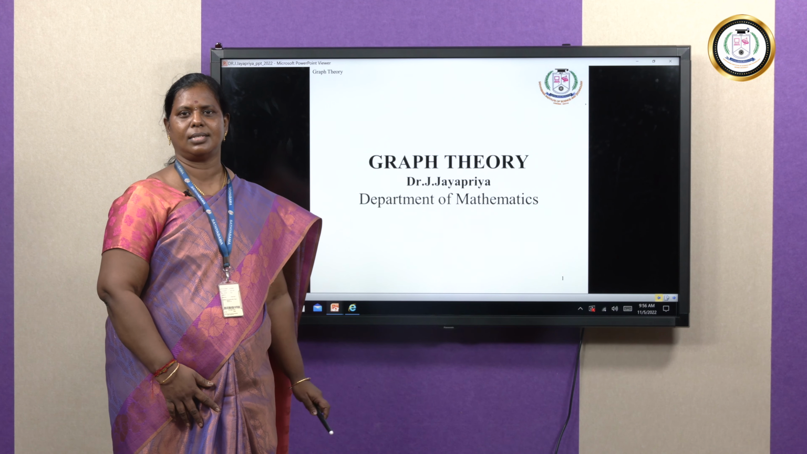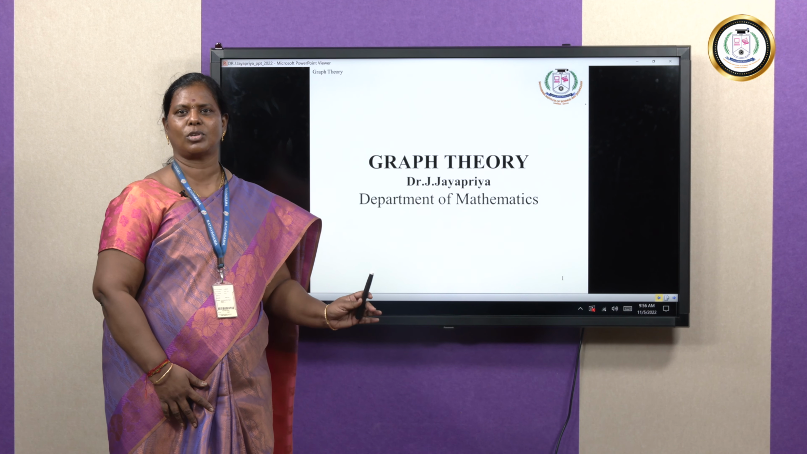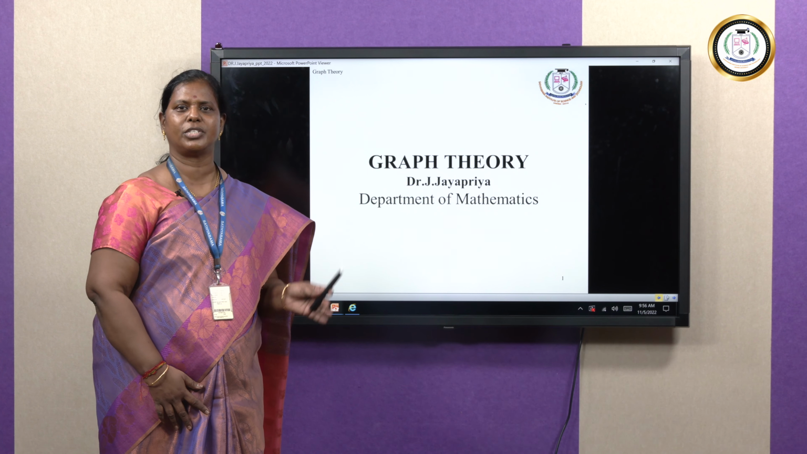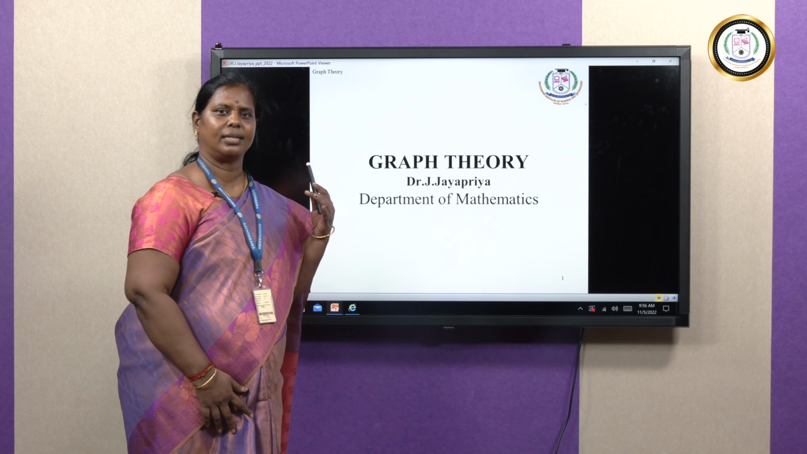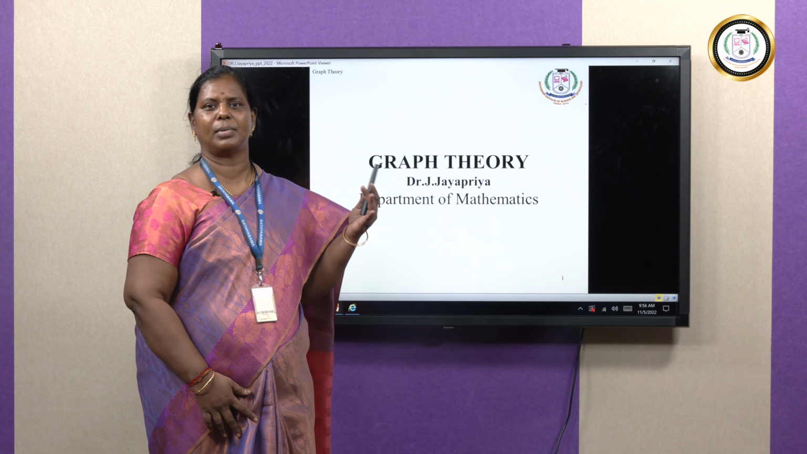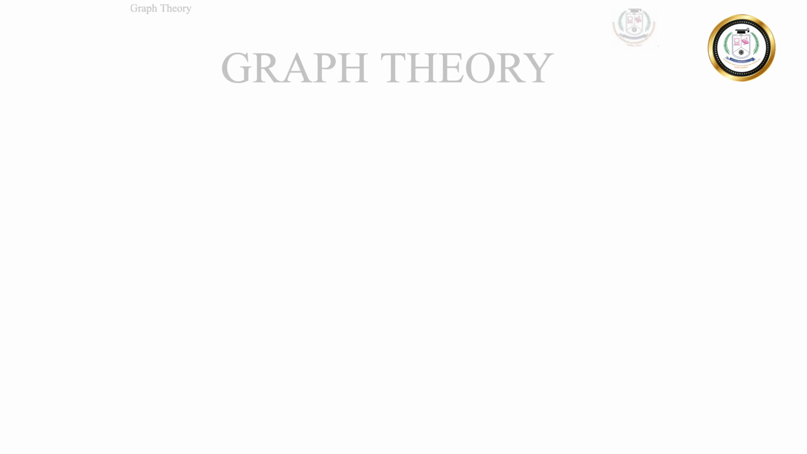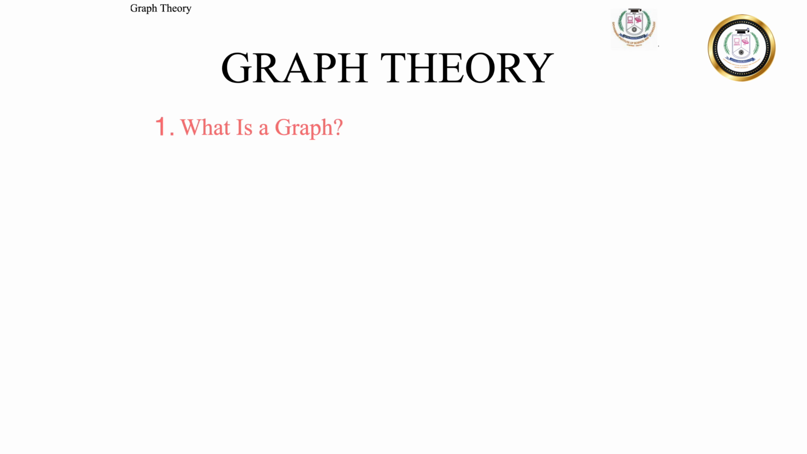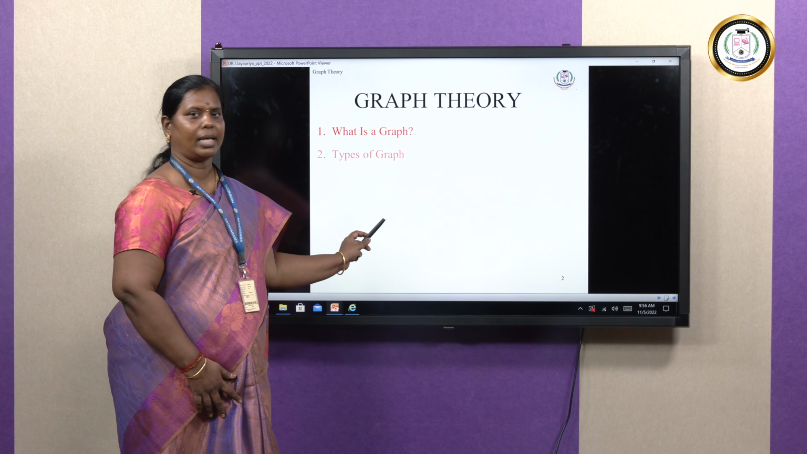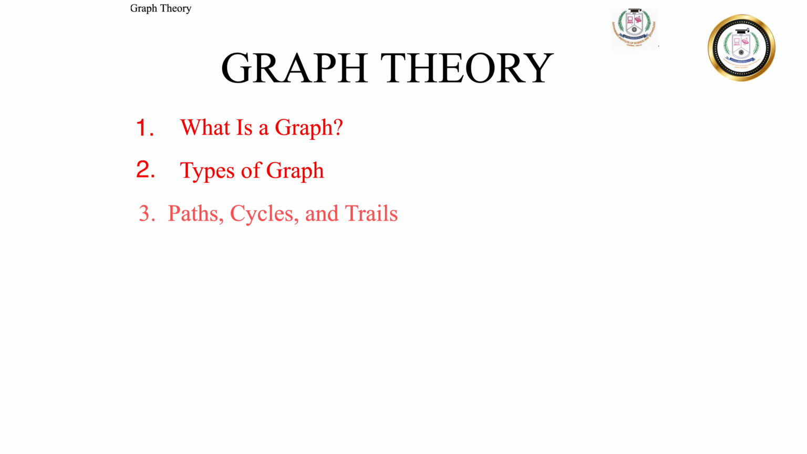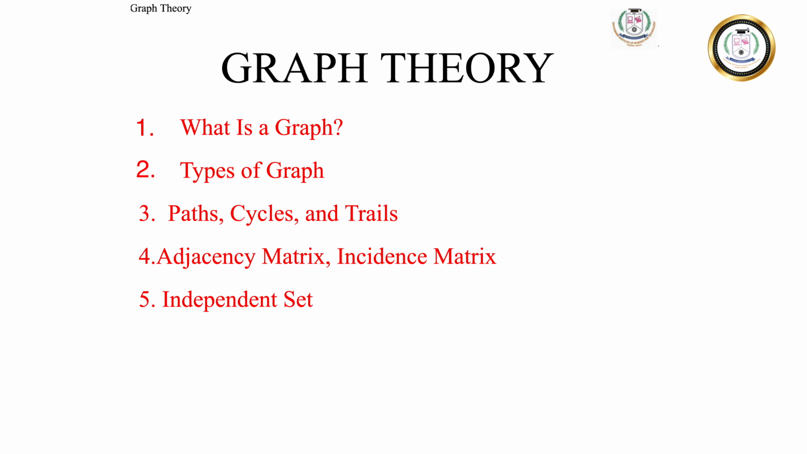In this lecture series, I am going to give a glimpse of what is a graph, the origination of graph, and the types of graph, followed by some results under it. I am going to highlight what is a graph, types of graph, and then the path, cycles, trials, followed by adjacency matrix, incidence matrix for a graph, an independent set, and then the vertex covering.